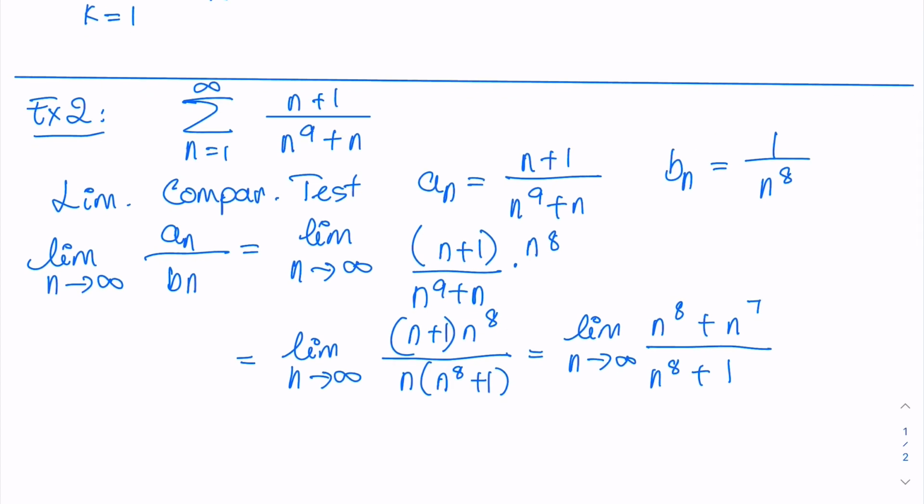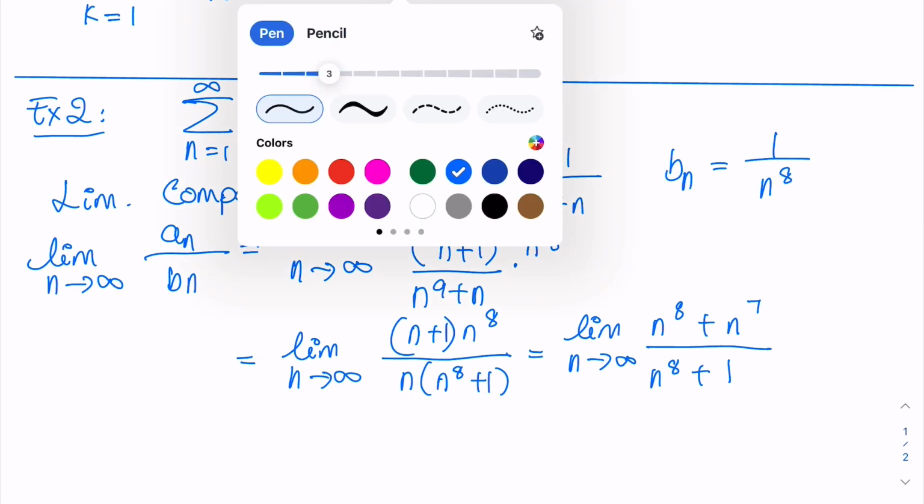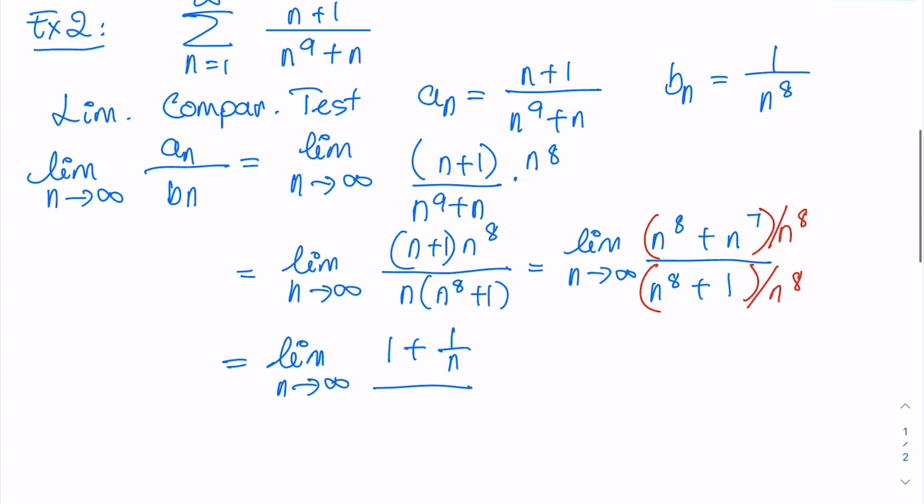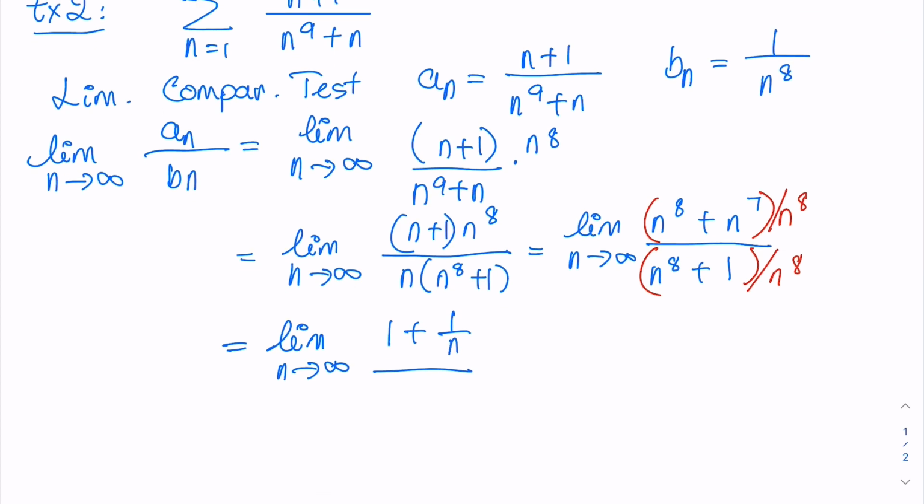Now we're going to take the limit. So you can see that I can divide everything by n to the 8th power. So we ended up taking the limit of 1 plus 1 over n over 1 plus 1 over n to the 8th power. This is going to go to 0. This is going to go to 0. So we ended up with 1, which is greater than 0.